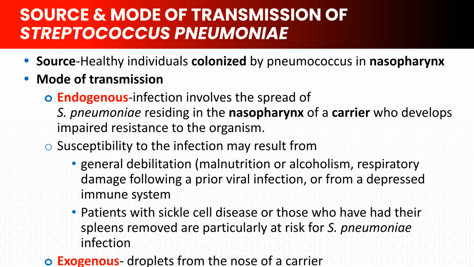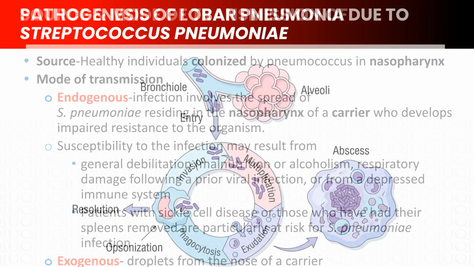Patients with sickle cell disease or those who've had splenectomy are particularly at risk because the spleen plays a crucial role in clearing encapsulated bacteria. Exogenous transmission occurs through respiratory droplets from carriers' noses and mouths during talking, coughing, or sneezing.